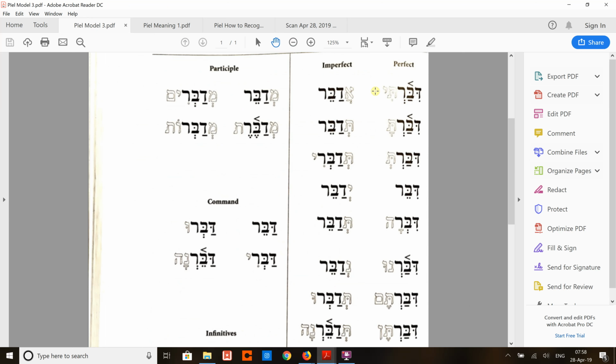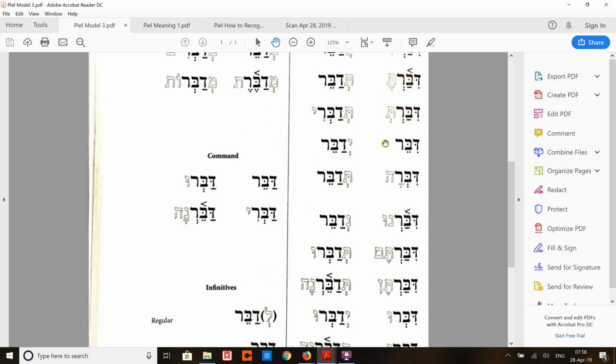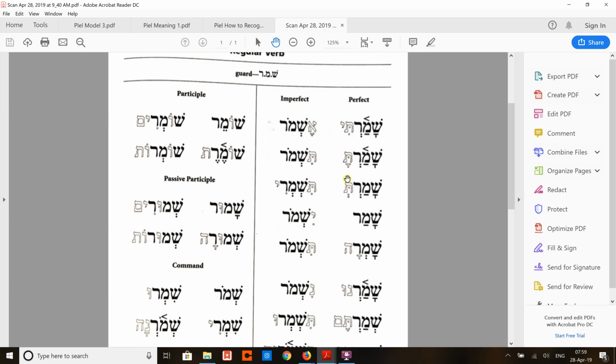Okay, one of the key differences, and this is why I encourage you to look back and forth at the different ones, between the Piel and the Pa'al is that dagesh in the second letter. Notice, look through the whole chart. It's there every time. Now, there are always going to be exceptions to this, but this is a solid rule for a regular verb that a regular verb in the Piel will have the dagesh in the second letter. So that's the dagesh in the beit, right? Let's look back at the Pa'al. Oh, not there, right? The dagesh is missing.